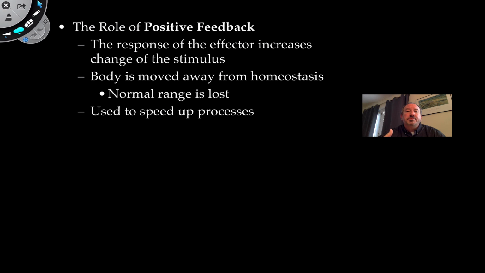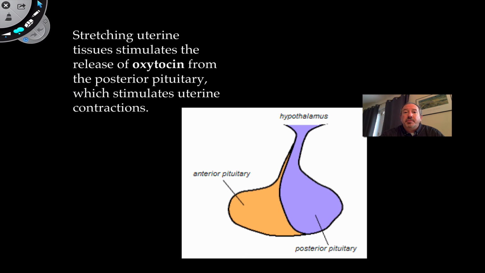So what does this mean? This means that when an effector increases, the response increases every time the stimulus comes, and the body is moved further away from homeostasis. And you're like, what do you mean? Well, the more, the more. And so the normal range is lost, but it's used to speed up a process. And you're like, well, I can't even think of an example of that. Let me give you one.